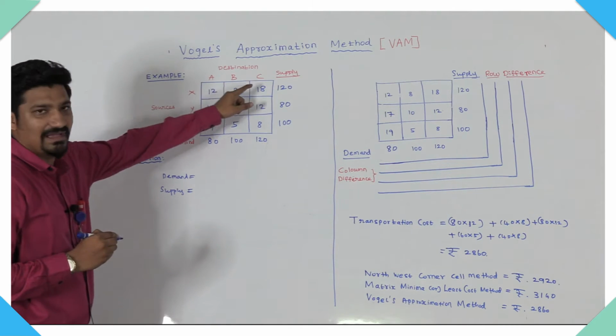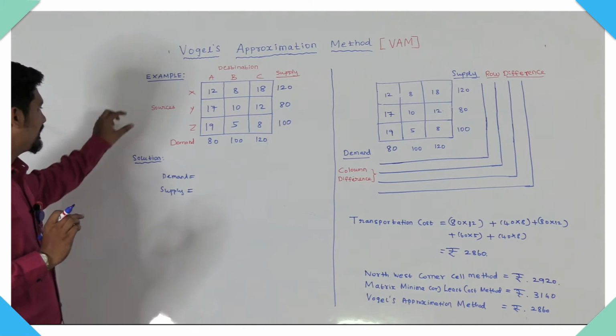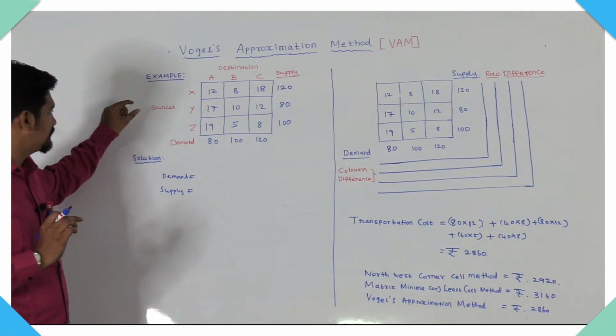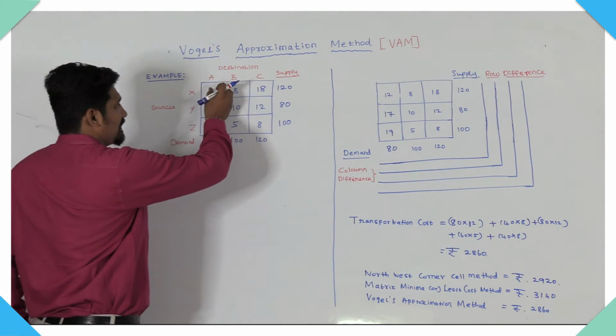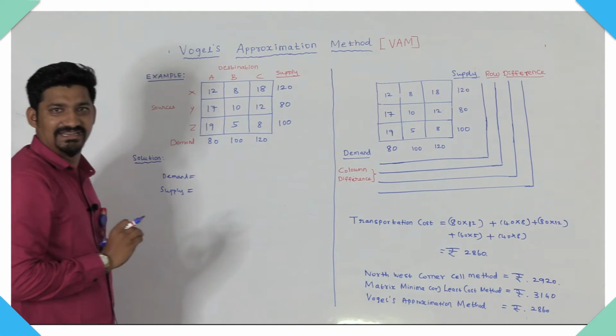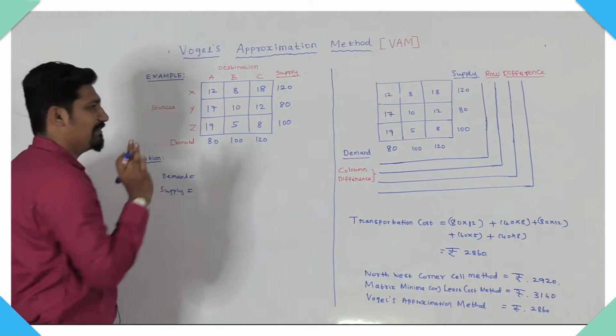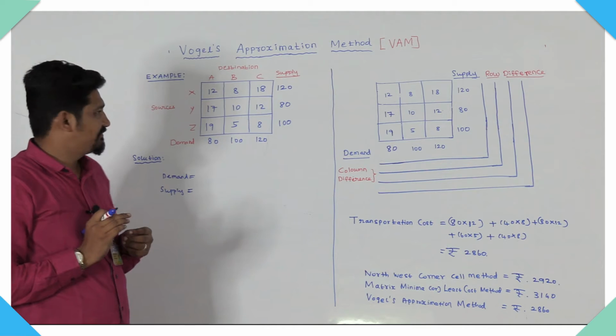A, B and C are three columns. Each row is a source, and you will have some supply. Each column is a destination, and you will have some demand. We proceed.